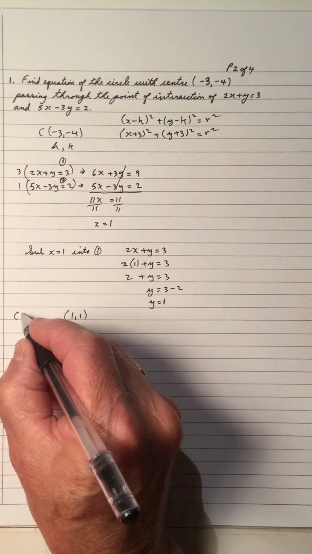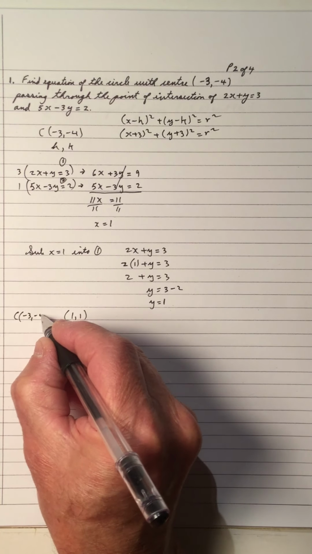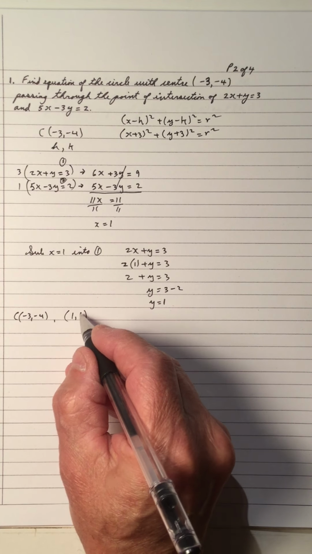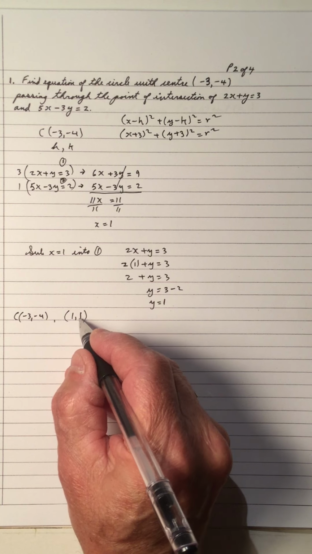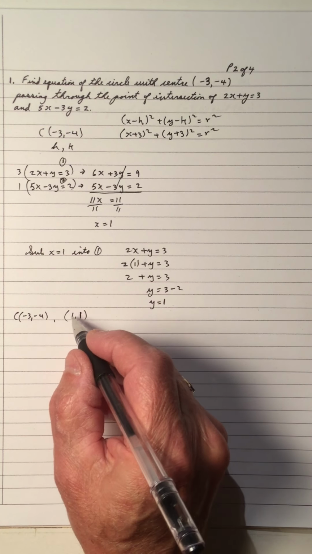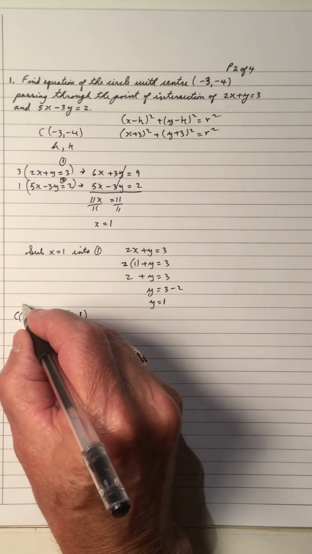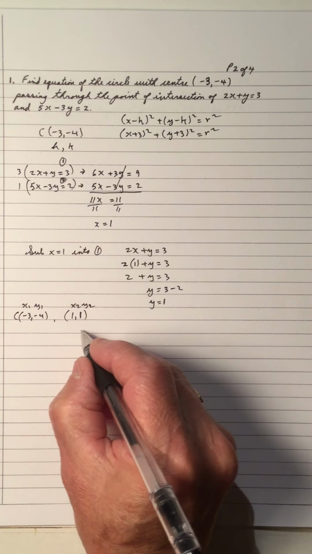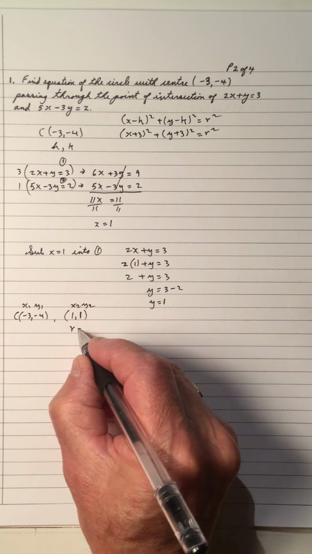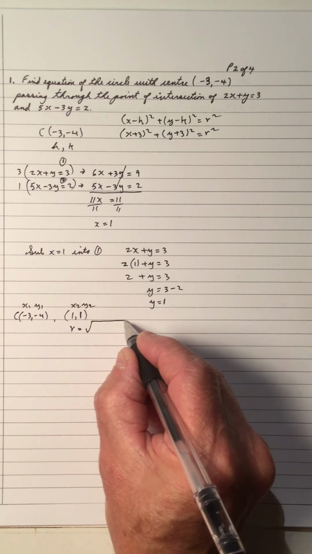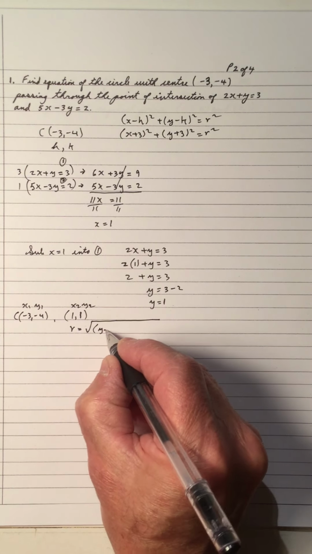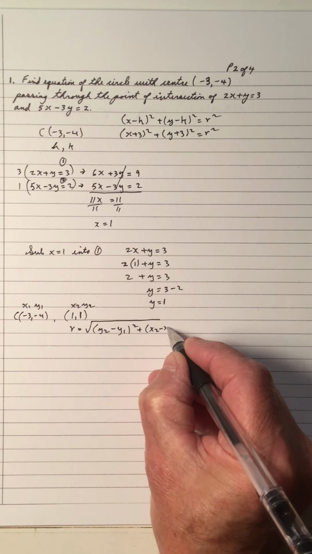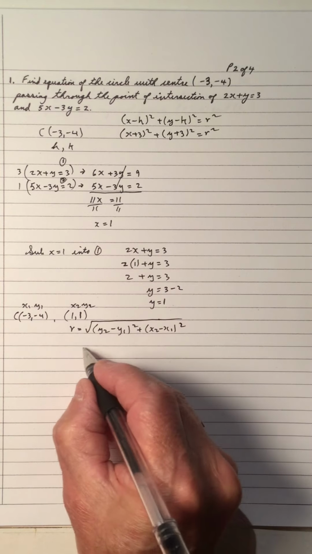And the center is -3, -4. So if that's the center, and this point lies on the circle, the two lines pass through this point on the circle. So this is x1, y1, x2, y2. So the radius is the distance from the center. So we'll use the distance formula, which is the square root of (y2 minus y1) squared plus (x2 minus x1) squared.